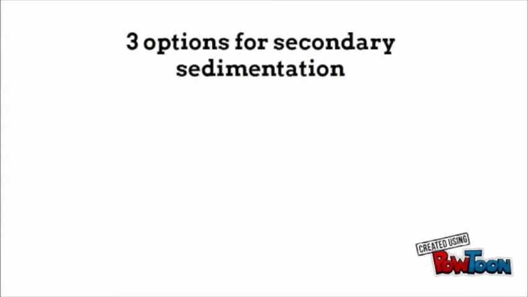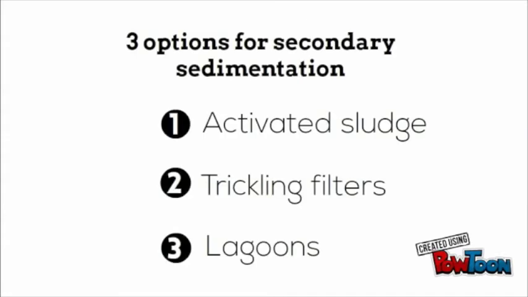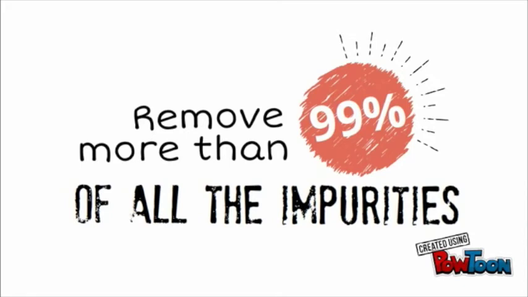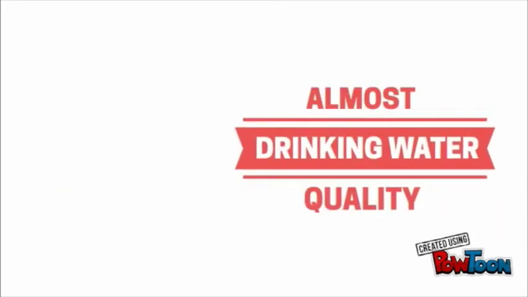There are 3 options that can be used: activated sludge, trickling filters, and lagoons. The last step is tertiary treatment. This treatment can remove more than 99% of all the impurities, producing an effluent of almost drinking water quality.